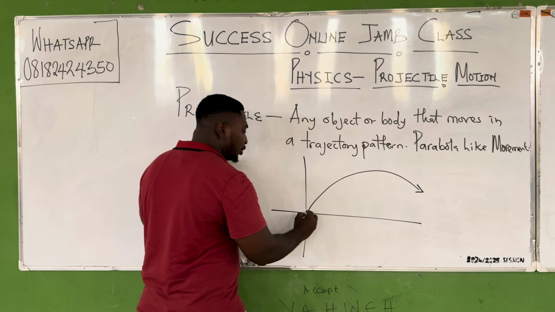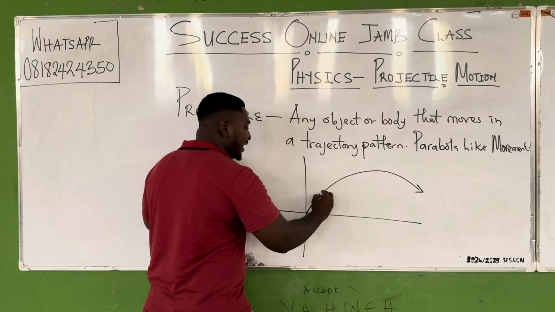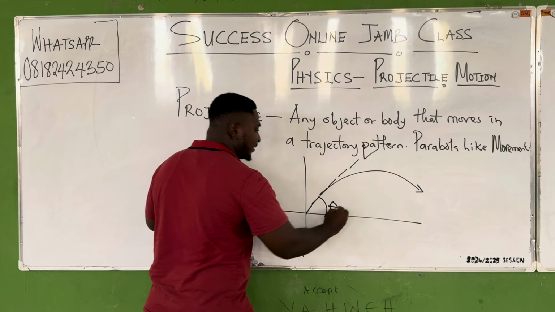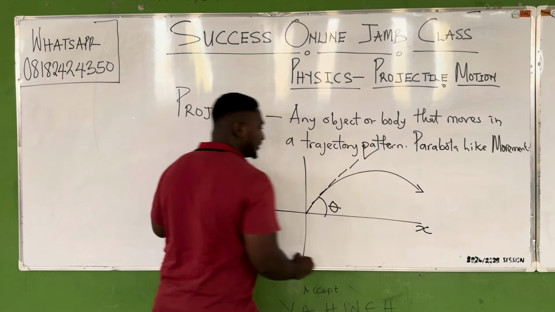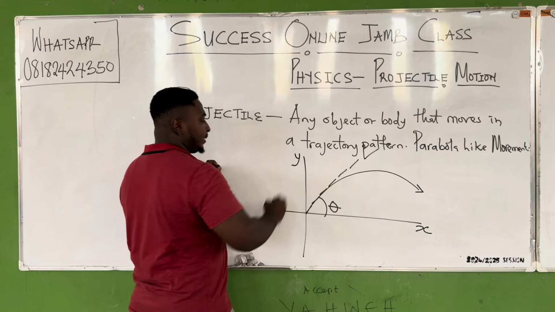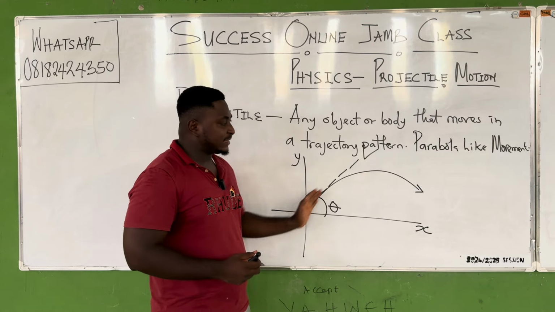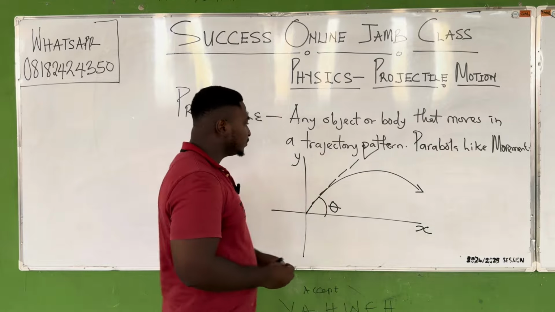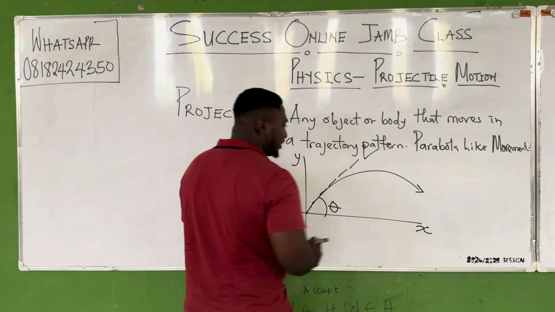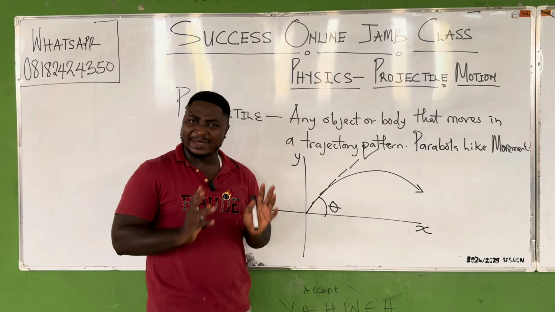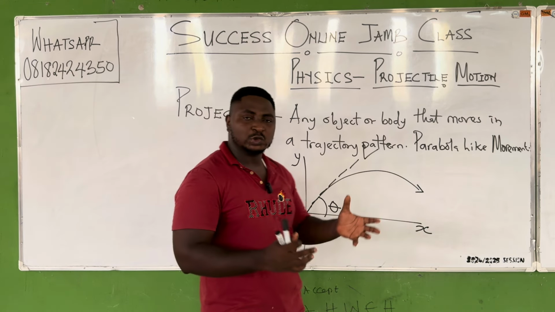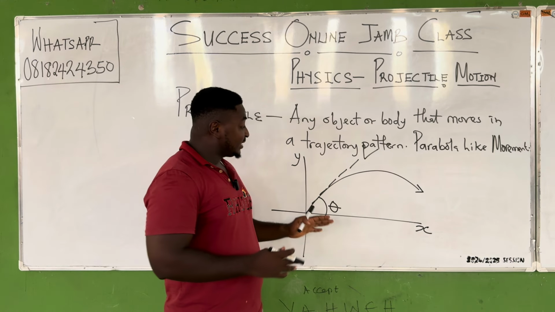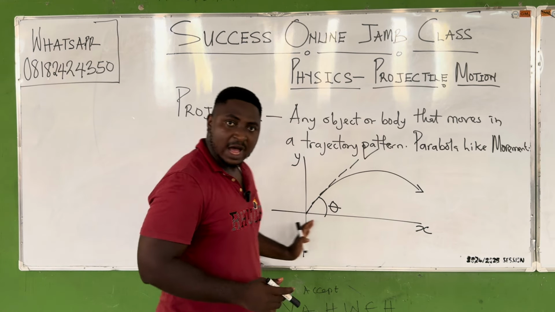Now, in projectile motion, one thing that should be taken note of is that by the body moving in this parabola-like pattern, it is making an angle with the horizontal axis, theta. So let this be our horizontal axis, x, and let this be our vertical axis, y. And because it's making an angle theta with our horizontal axis, what makes projectile motion different from every other type of motion is that the body is covering two dimensions at the same time. It is covering both the x and the y axis.